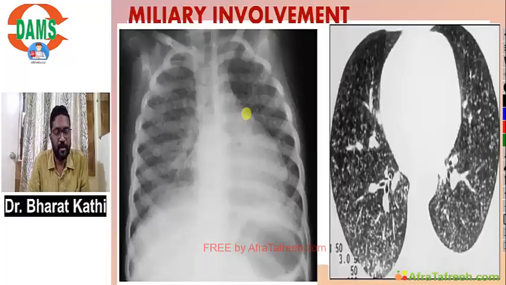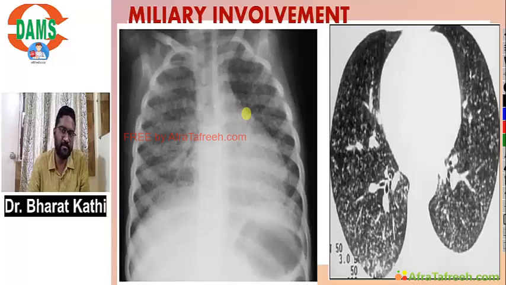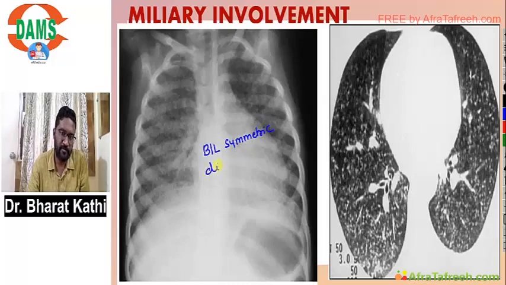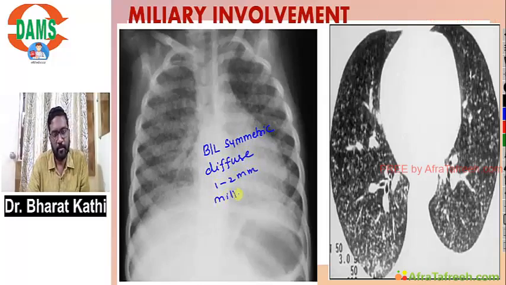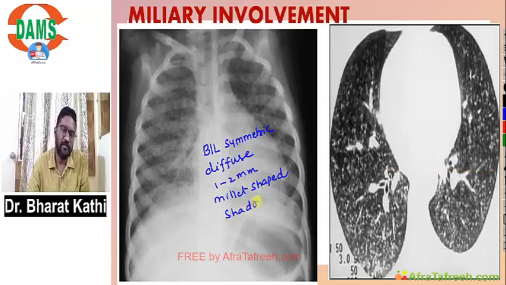Then they are dense nodules. Now when you have symmetric nodules, 1 to 2 mm millet shaped shadowing, bilateral, generally symmetric, diffuse, 1 to 2 mm millet shaped shadowing, this is actually described with respect to tuberculosis. So you should call it a miliary pattern.